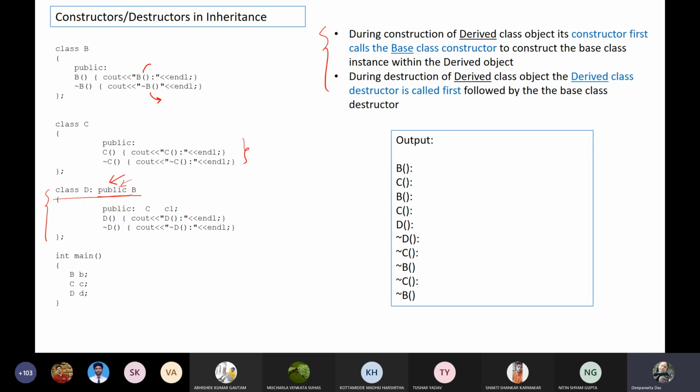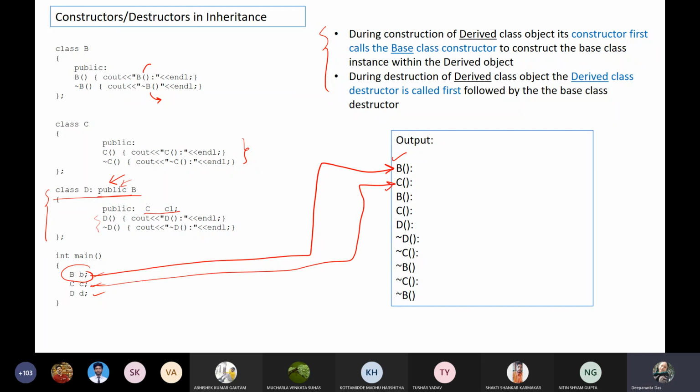So now this one is inheriting B, and inside D there is one object C1. After that comes the definition of the constructors and destructors, and I have created three objects: B, C and D. Whenever we create B, this constructor will be called, which is fine. Whenever I create C, it will call C, because C is another class. B is a separate class and C is a separate class, two different classes.